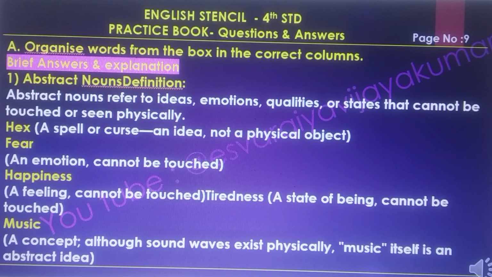Abstract noun definition: abstract nouns refer to ideas, emotions, qualities or states that cannot be touched or seen physically. Hex, a spell or curse, an idea, not a physical object. Fear, an emotion, cannot be touched. Happiness, a feeling, cannot be touched. Tiredness, a state of being, cannot be touched. Music, a concept. Although sound waves exist physically, music itself is an abstract idea.